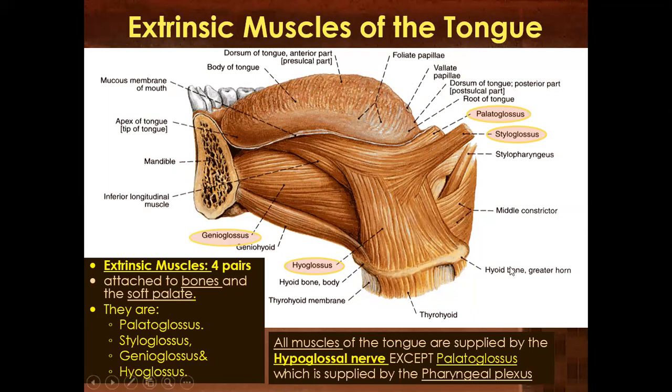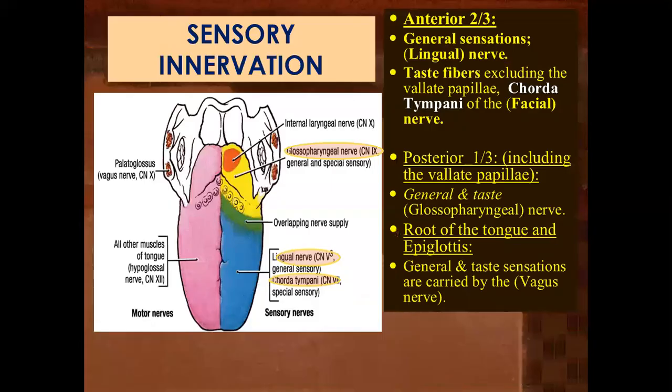All muscles of the tongue are supplied by the hypoglossal nerve. The hypoglossal nerve is the 12th cranial nerve, except the palatoglossus, which is supplied by the pharyngeal plexus. All other muscles are supplied by the hypoglossal, except the palatoglossus, which is coming from the palate, and as we have seen already, the palate is supplied by the pharyngeal plexus.